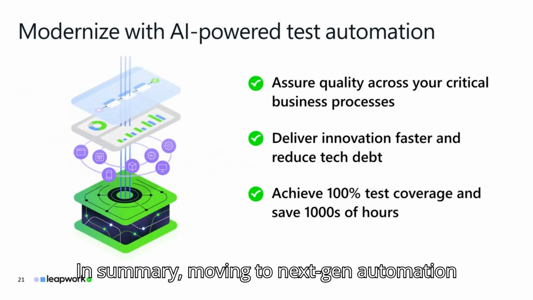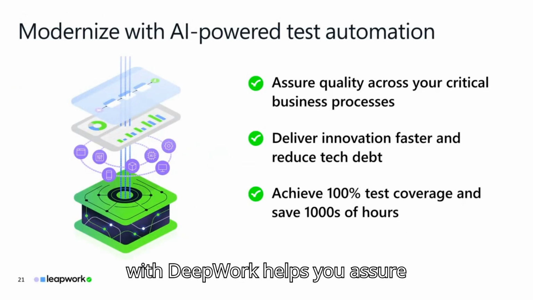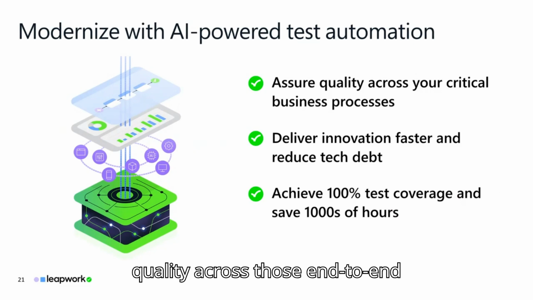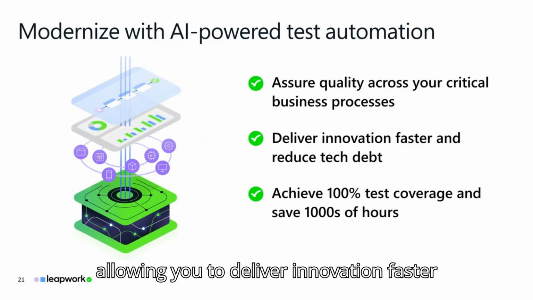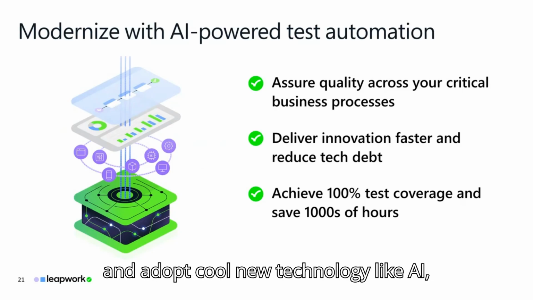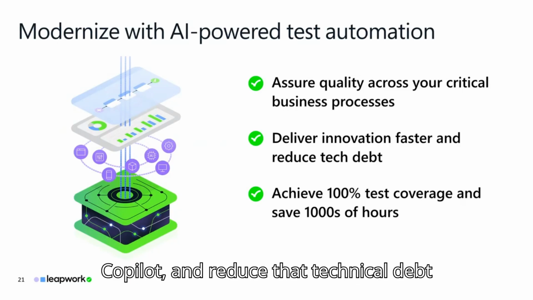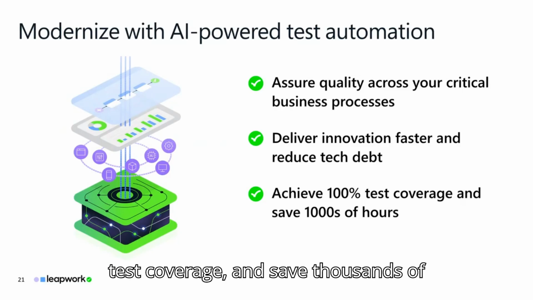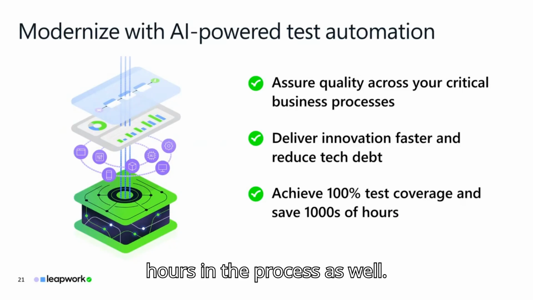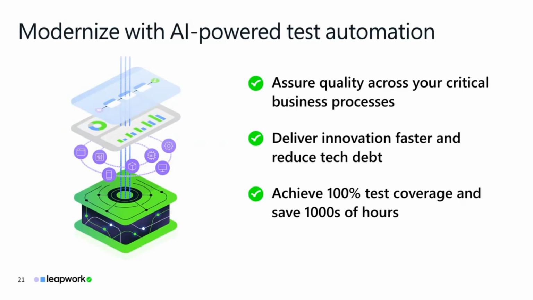In summary, moving to next-gen automation with Leapwork helps you assure quality across those end-to-end business processes that are critical, allowing you to deliver innovation faster and adopt cool new technology like AI, Copilot, and reduce that technical debt while you're doing so. Achieve 100% test coverage and save thousands of hours in the process as well.